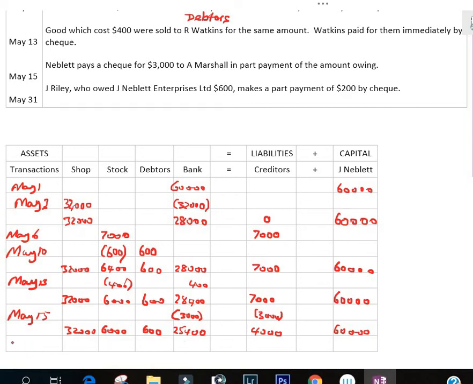Now on the 31st of May, we receive a check of $200 from J. Riley. So that means we're going to deduct the amount of money that Riley owes us, so we take away from his debt, and now we're going to add that money to the bank because he gave us a check for $200. Alright, so let's make the adjustments there.